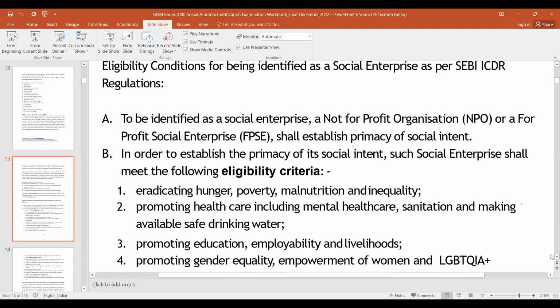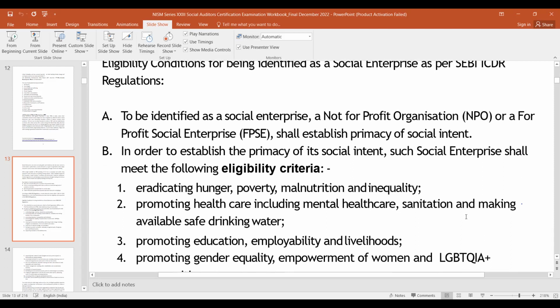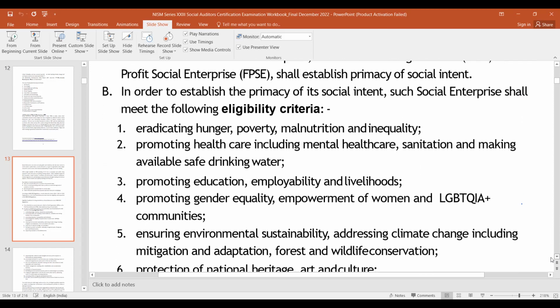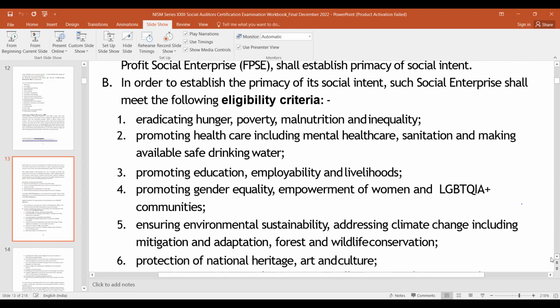Then they are promoting healthcare, including mental health care, sanitation, and making available safe drinking water. Promoting education, employability, and livelihoods. Then promoting gender equality, empowerment of women, and LGBTQIA communities. Then ensuring environmental sustainability, addressing climate change, including mitigation and adaptation, forest and wildlife conservation. So this is also one of the criteria.